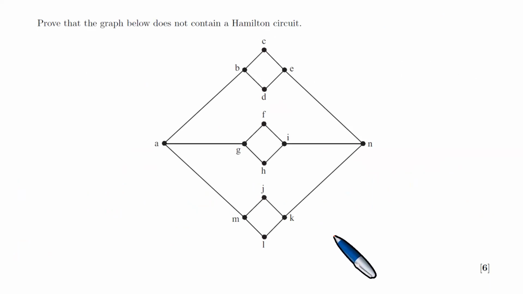Okay, I made space available there. Prove that the graph below does not contain a Hamilton circuit. Right, so we're gonna prove this one. Let's look at it together. How do we even look at this graph and prove this? We're gonna look at it and attempt to prove it together.